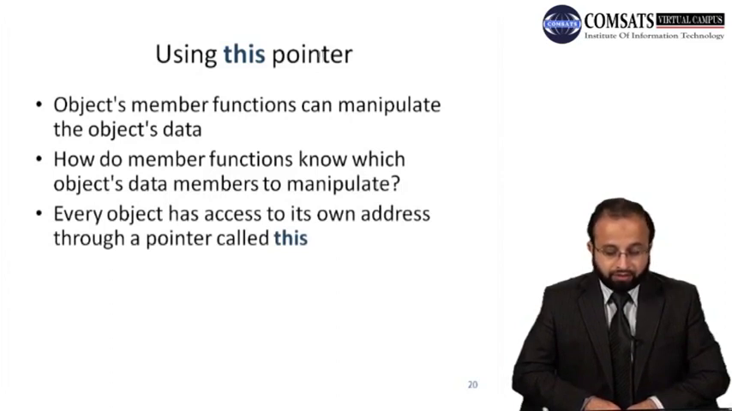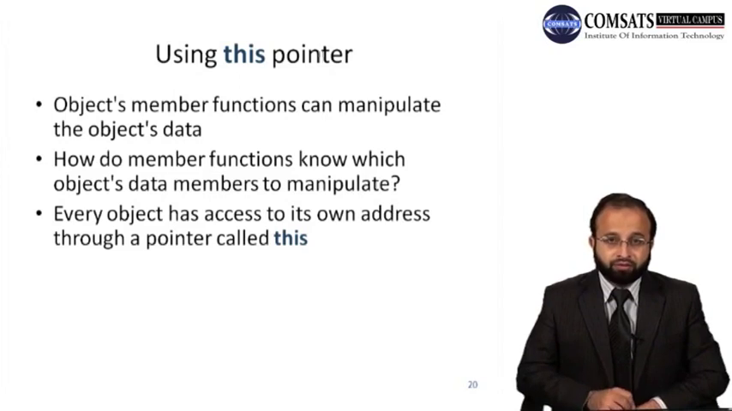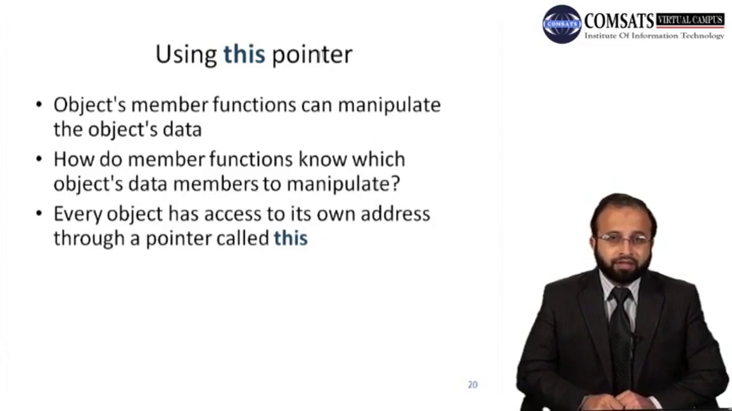So every object has access to its own address through the pointer called this. For every object you create, there is a this pointer, and the this pointer points to the memory location where that object is allocated. If you create objects C1, C2, C3, and if you call a function, let's say getCount, you can write C1.getCount, then the this pointer of the object C1 is passed to the function implicitly, automatically, or we can say it is passed by the compiler.